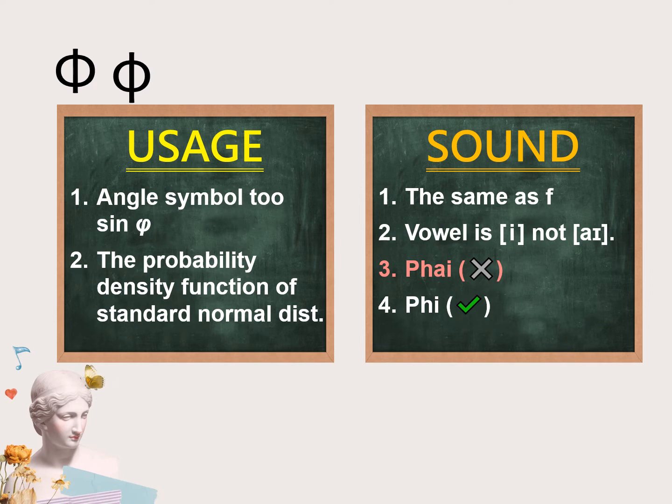Actually, the sound I is rare in modern Greek. The correct sound of this letter should be B. Let's repeat. B, B. Okay, let's move on to the next one.